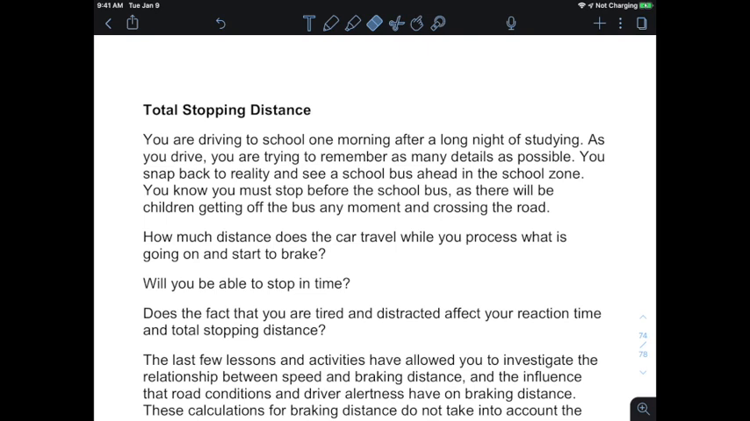and crossing the road. How much distance does the car travel while you process what is going on and start to brake? Will you be able to stop in time? Does the fact that you are tired and distracted affect your reaction time and total stopping distance?